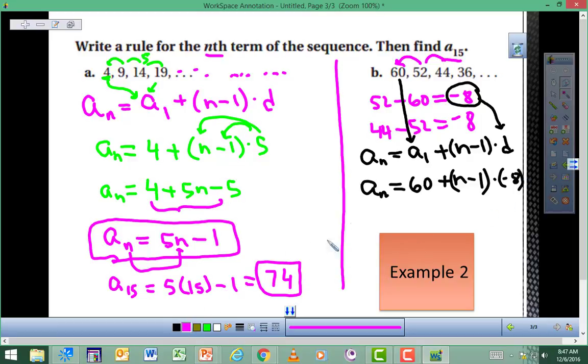Well, I think that simplifies a little bit. It's a 60 minus 8n, and then we're just distributing over here. A negative times a negative gives me a positive, so I get positive 8. And so that's the same thing as a sub n is equal to 68 minus 8n. Okay, so any questions so far?